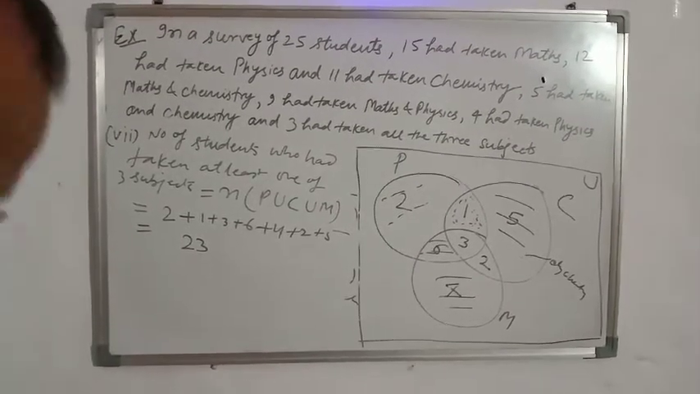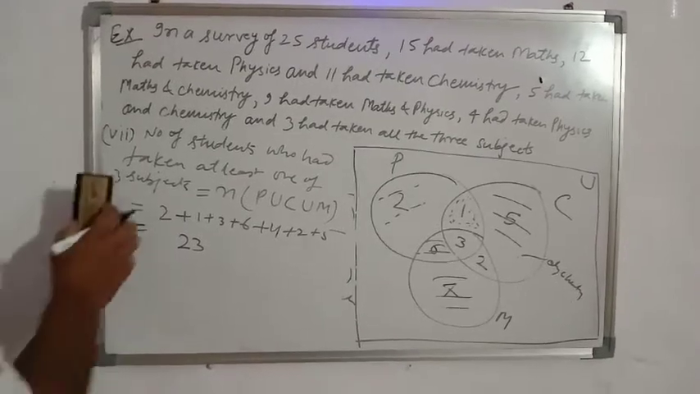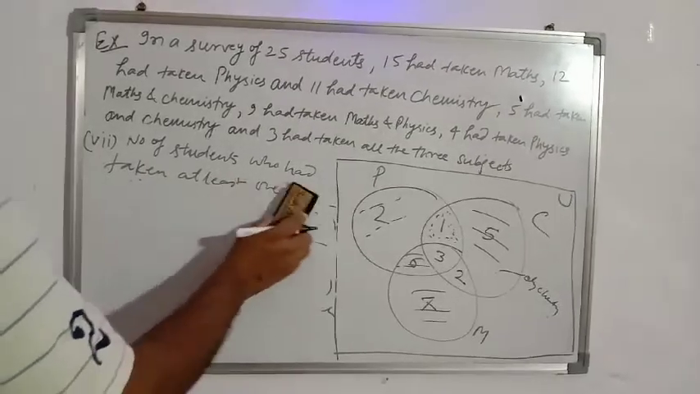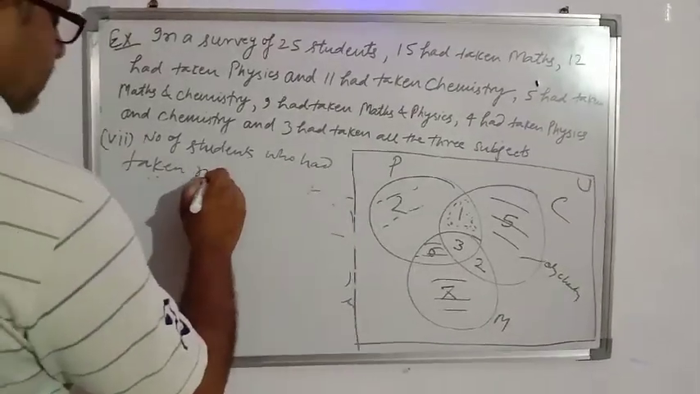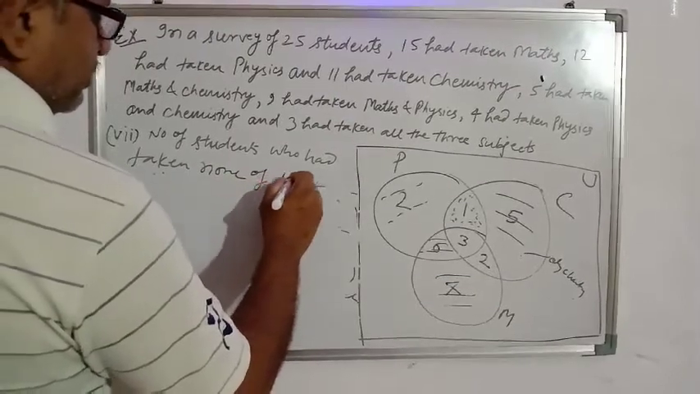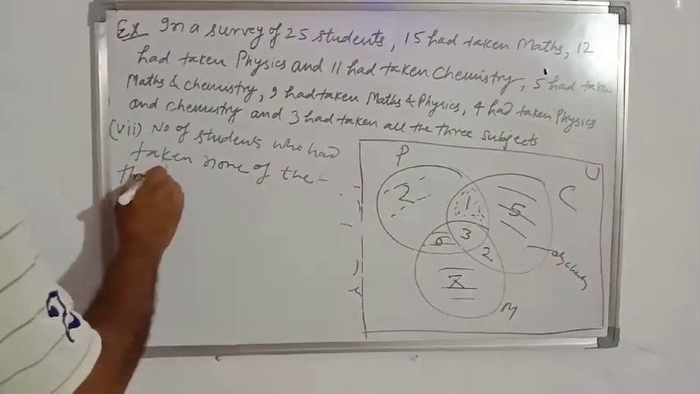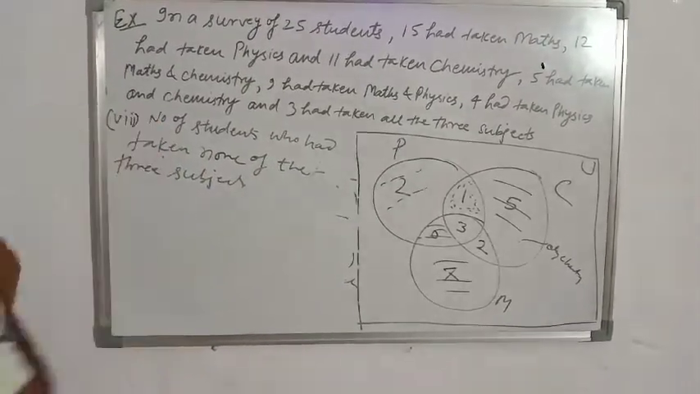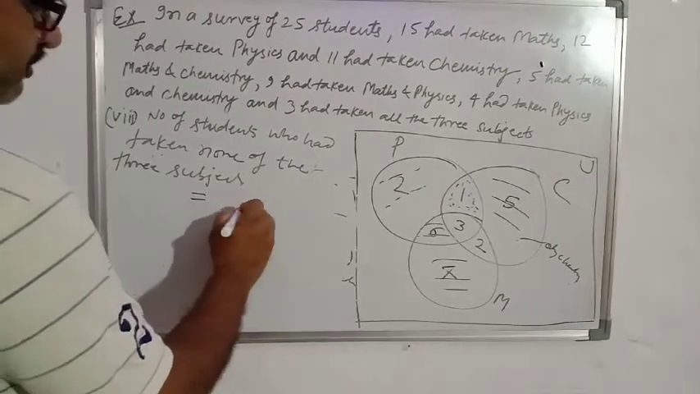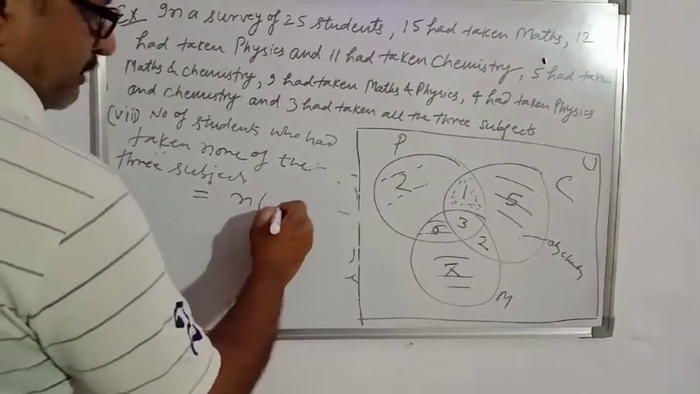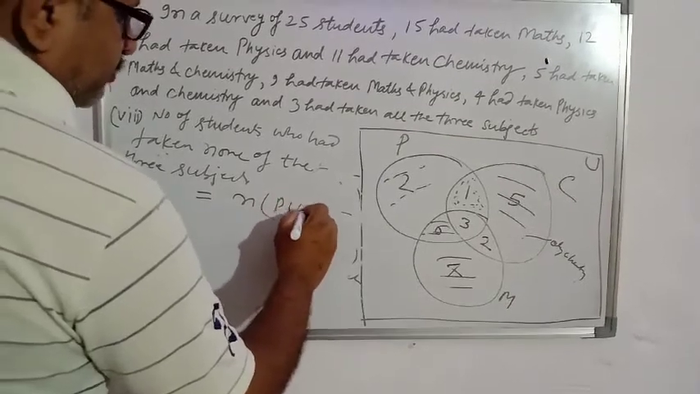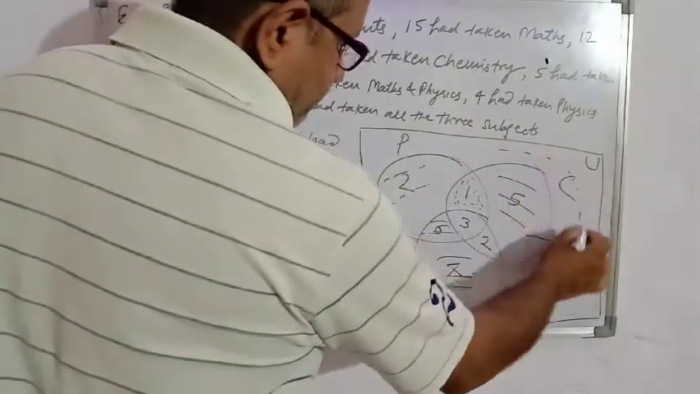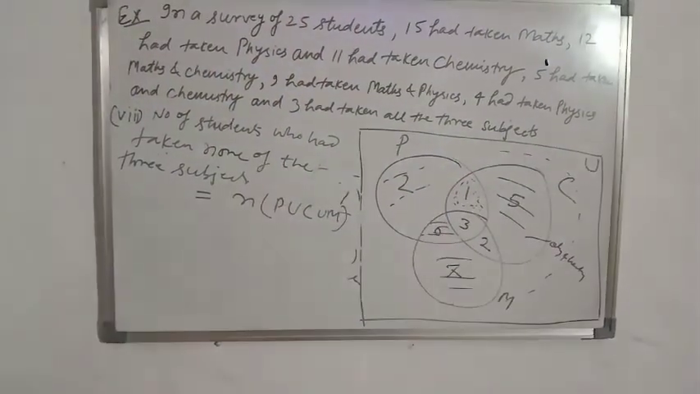Last part, eighth part: number of students who had taken none of the three subjects. It means we have to find the cardinal number of the complement of P union C union M. That means the outside region, the students who had not taken any subjects.